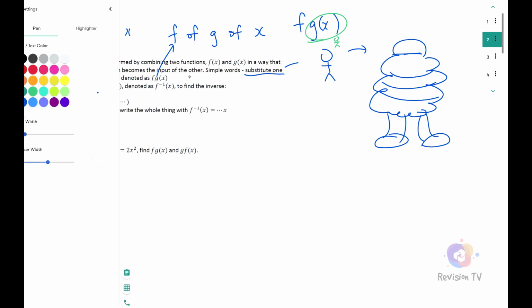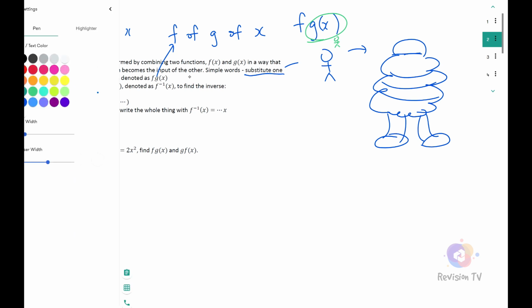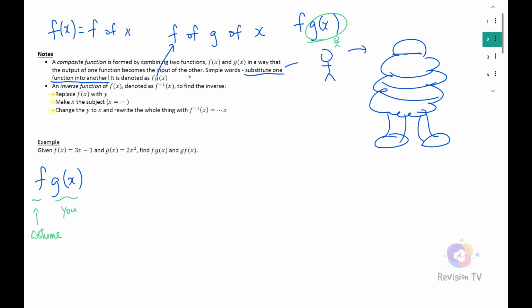Now f of g of x, this is you, and that's the costume. So you're going to substitute yourself into the costume. Now, f is 3x minus 1, so that's the costume. Where can you replace yourself in the costume? You're going to replace the x. Whenever you see an x, that's your place to jump into the suit. A costume is not an easy thing to put on. If you go to Disneyland, you see a lot of characters there, and those costumes are not easy to get in or out of. Anyway, x is the opening.